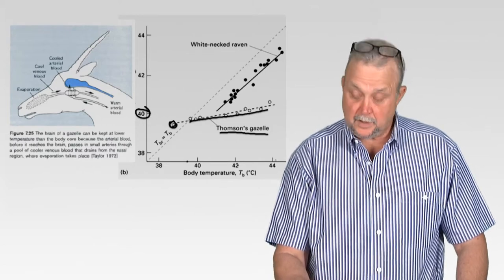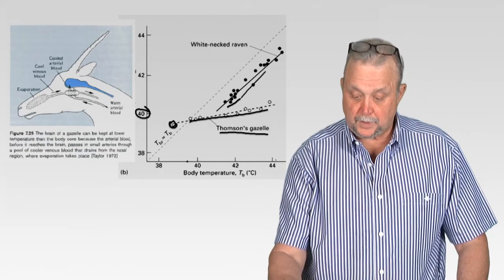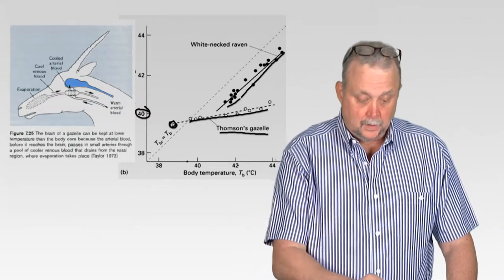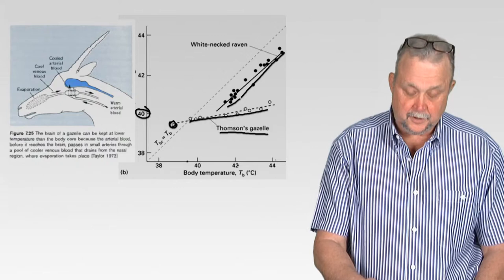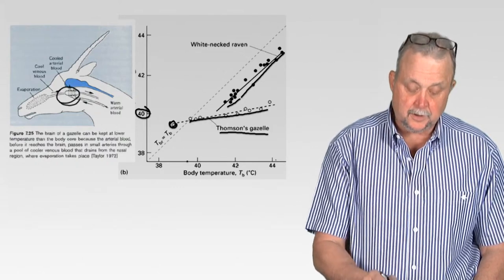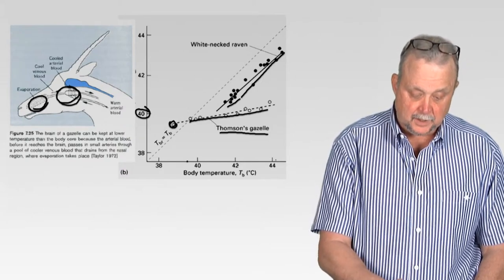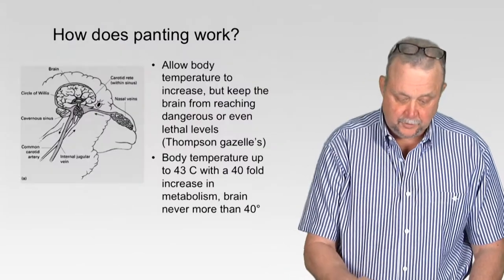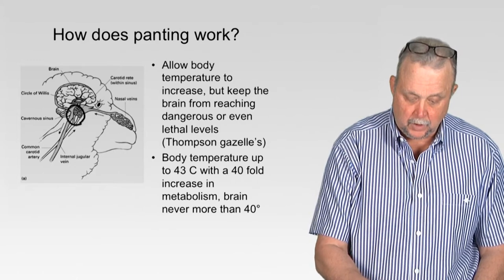The raven, on the other hand, which can't pant, has a brain temperature that goes up and up to 44 degrees, and unfortunately at that point it's dead. The way the gazelle does that is through a huge arterial flow and a huge capillary bed near and around the brain. So in the nasal passages, or in a dog underneath the tongue, it begins to cool down all that blood before it goes to the brain.